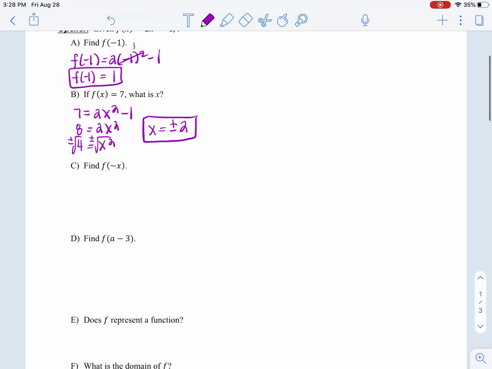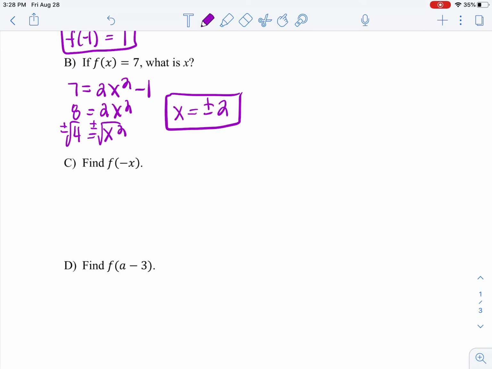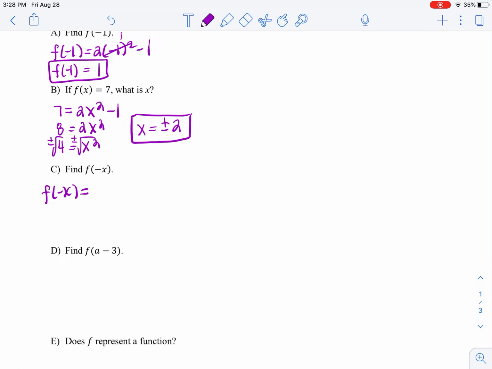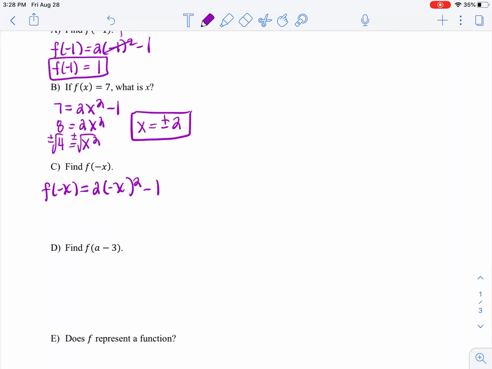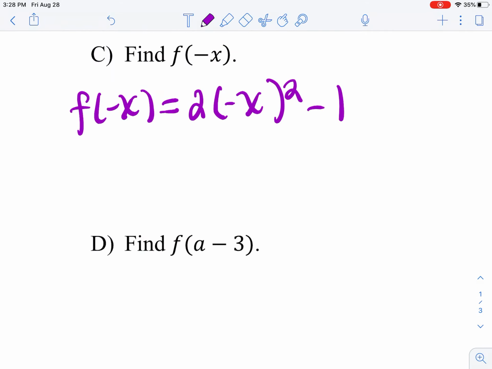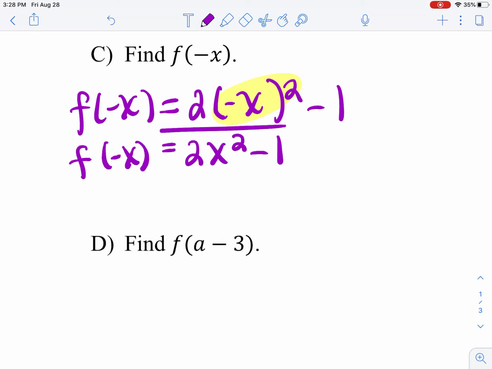Okay, next one. Find f of negative x. So we are plugging in negative x. So that's 2 times negative x squared and then minus 1. Remember on this, when you're plugging in negative x, your only job is to clean it up. So here I can clean this up. Negative x times negative x is positive x squared. So 2 times positive x squared is 2x squared and then minus 1. That is f of negative x.